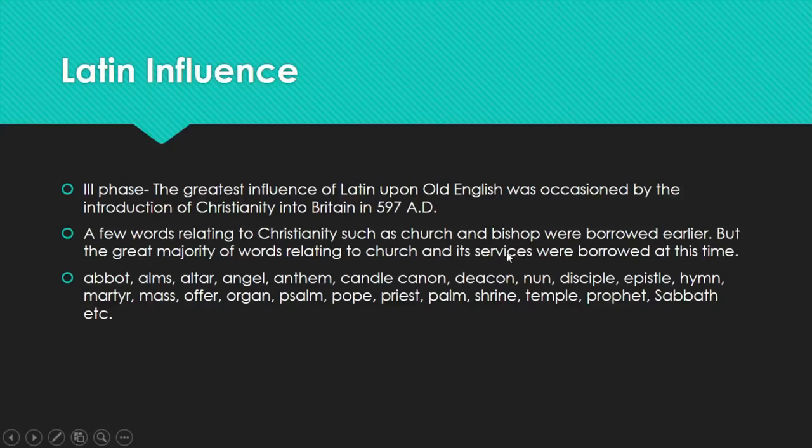Words like church and bishop were already borrowed in earlier phases. But then there were a majority of words related to church and its services which were borrowed during the third phase. Let's look at some words: abbot, alms, altar, angel, anthem, candle, canon, deacon, nun, disciple, epistle, hymn, martyr, mass, offer, organ, psalm, pope, priest, palm, shrine, temple, prophet, sabbath, etc. These were some of the words borrowed during the third phase. These were words related to Christianity and church.